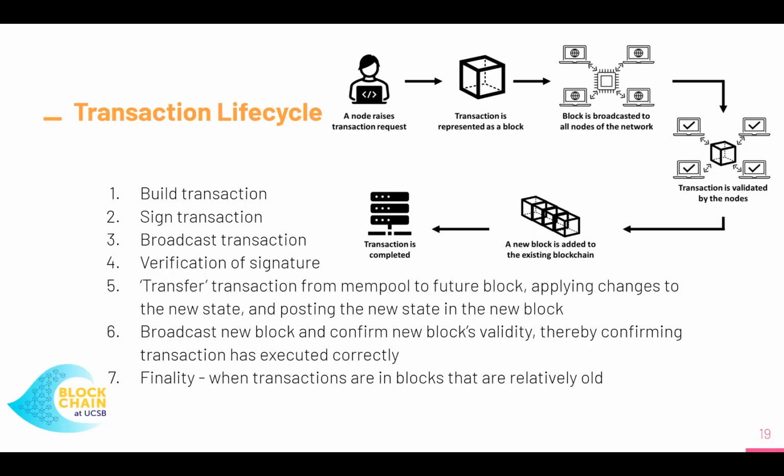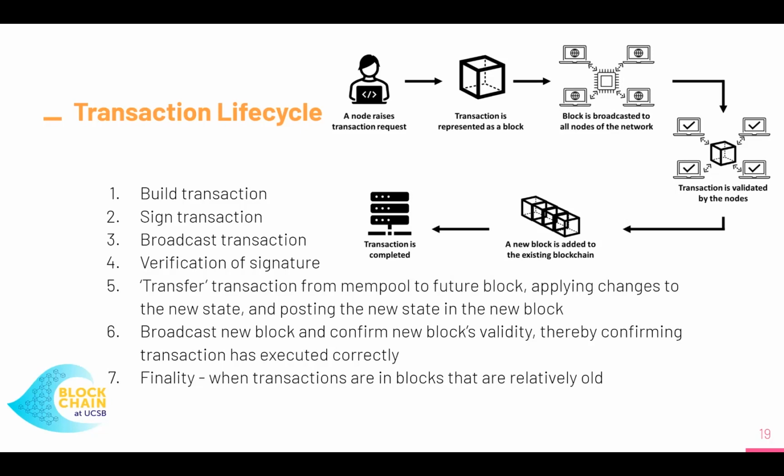This is when transactions are in blocks that are relatively old. This is something we talked about last week, which is waiting for a couple blocks to occur before we can really confirm that it's the true chain and not a forked chain. So that's reaching that level of finality.